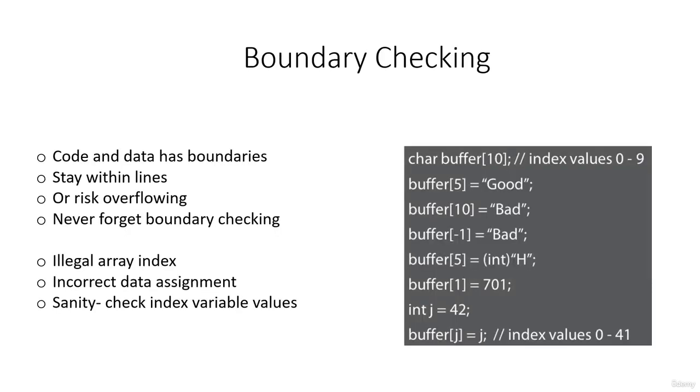So, boundary checking. Here the index value is 0 to 9. Code and data have boundaries, so the boundary is 0 to 9, and we must stay within the boundary. If we check buffer 5, it is within the index value, so it is good. If the buffer index is 10, then it is bad, so there is a risk of overflowing. So never forget to check the boundary, and always use index values inside the boundary.